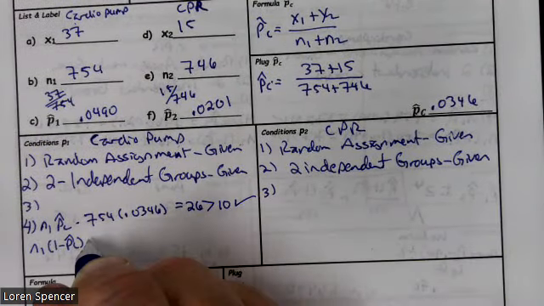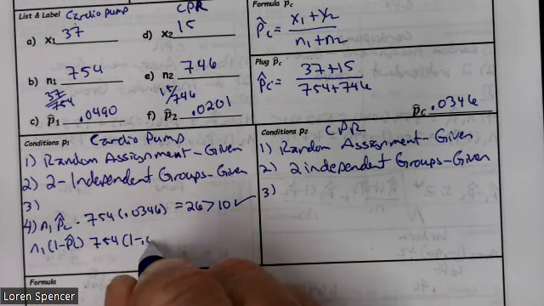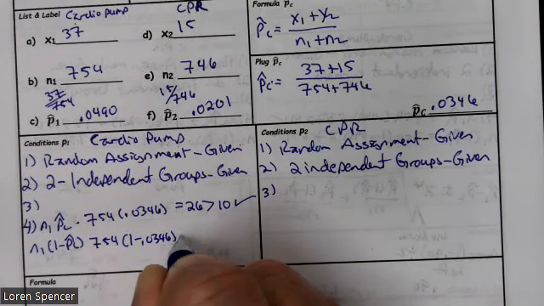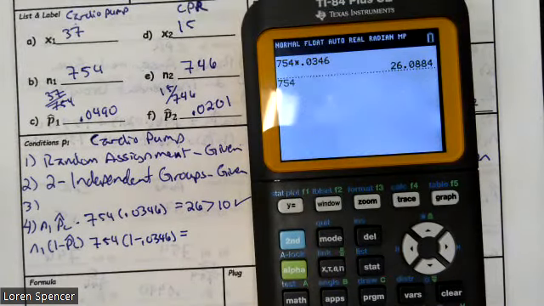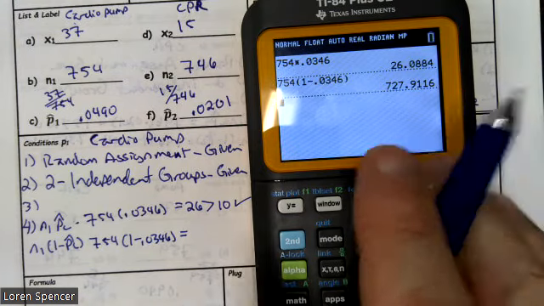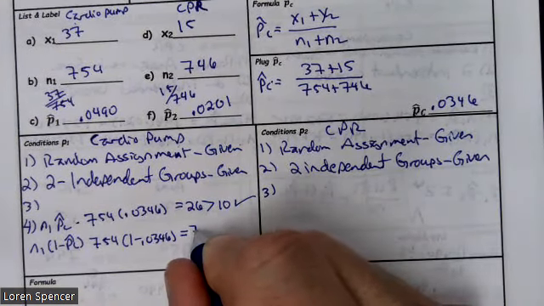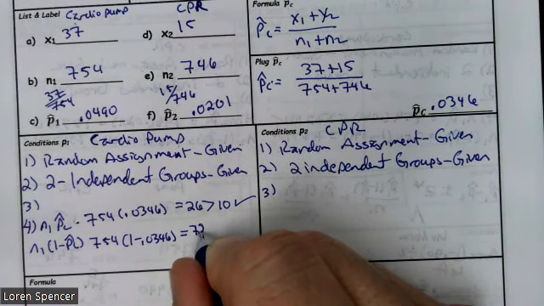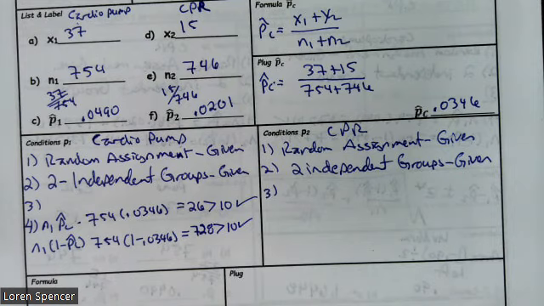So that's good. Then I need to do 754 times 1 minus 0.0346. So 754 parenthesis 1 minus 0.0346, and I get almost 728. I'm going to call it 728, and that's greater than 10. So that's good to go.